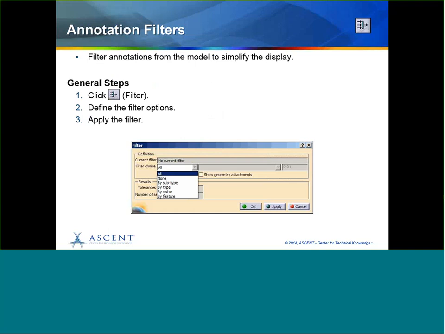We also have the ability to filter our annotations. So when you're viewing a model that's heavily detailed, sometimes it's nice to be able to clear some of the annotations out of the way so that you can really focus on the meat of what it is you want to display. So the filter option lets you hide any unwanted annotations and only display those that are applicable to the current view. So the general steps would be to click Filter, define any of your filter options, and then apply that filter.